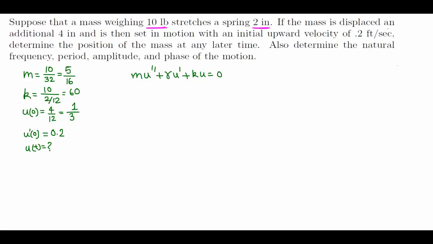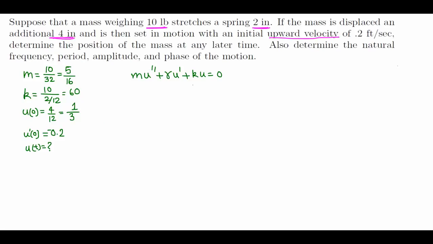If the mass is displaced an additional 4 inches and is then set in motion with an initial upward velocity, so this is the initial displacement, u0 is 4 inches, that means 4 divided by 12 feet, so 1/3 feet. Initial upward velocity, so the velocity u prime 0 is 0.2, upward means it's negative. And we need to find the position of the mass at any later time, so u(t) equals what?